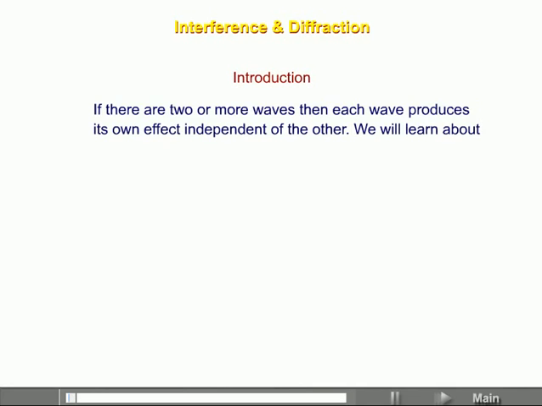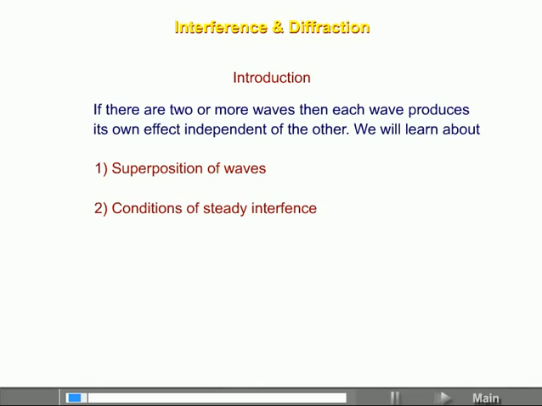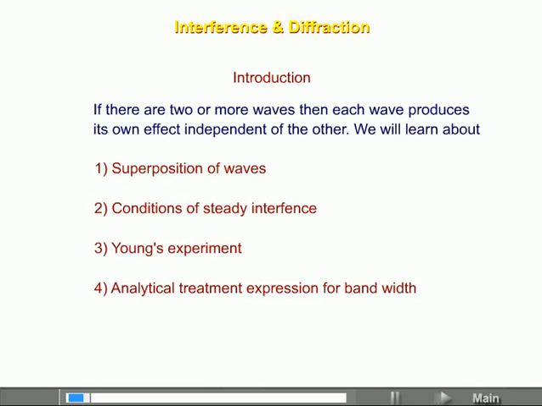Interference and diffraction. Introduction. If there are two or more waves, then each wave produces its own effect independent of the other. We will learn about superposition of waves, conditions of steady interference, Young's experiment, analytical treatment, expression for bandwidth, biprism experiment. Explanation.